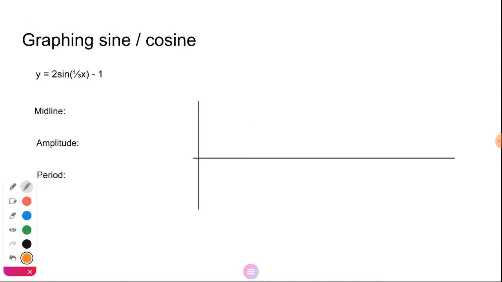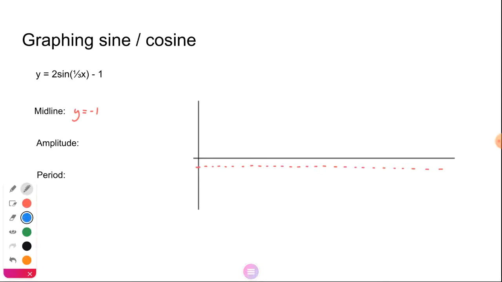So we're going to take everything that we've done and kind of bring it all together. So we have our function, y equals 2 sine of 1/3 x minus 1. Okay. Reviewing what we did before, your midline is that value that's being added or subtracted at the end. So your midline is going to be at y equals -1, like we went over in the last lesson. So on my graph, I'm going to go down 1, and I'm going to put a dotted line all the way across to represent my midline.